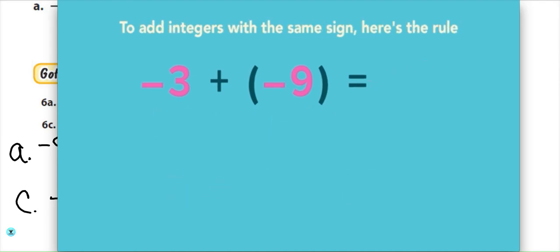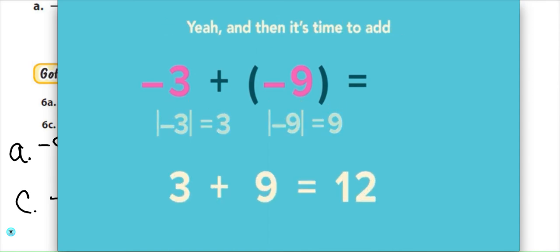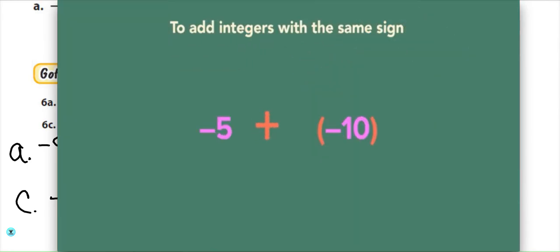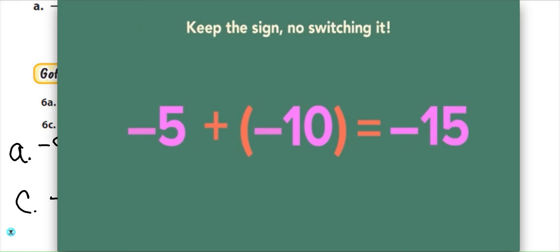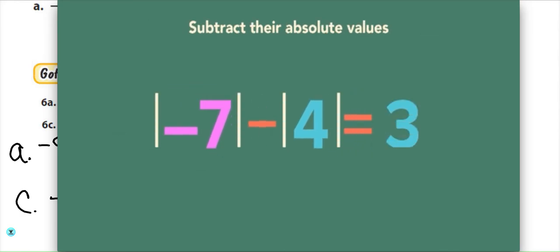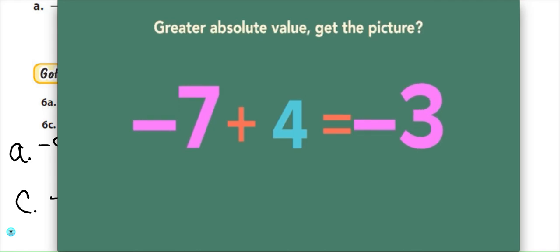To add integers with the same sign, here's the rule. Start by finding their absolute values, and then it's time to add and keep the sign of the integers that you had. To add integers with the same sign, add their absolute values, you combine. Keep the sign, no switching it. To add integers when the signs are different, subtract the absolute values. That's step 1, but now you keep the sign of the integer with the greater absolute value.